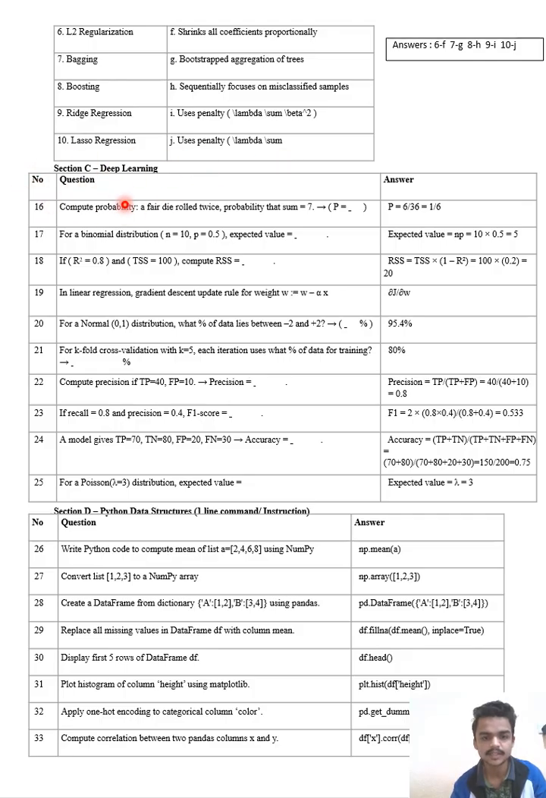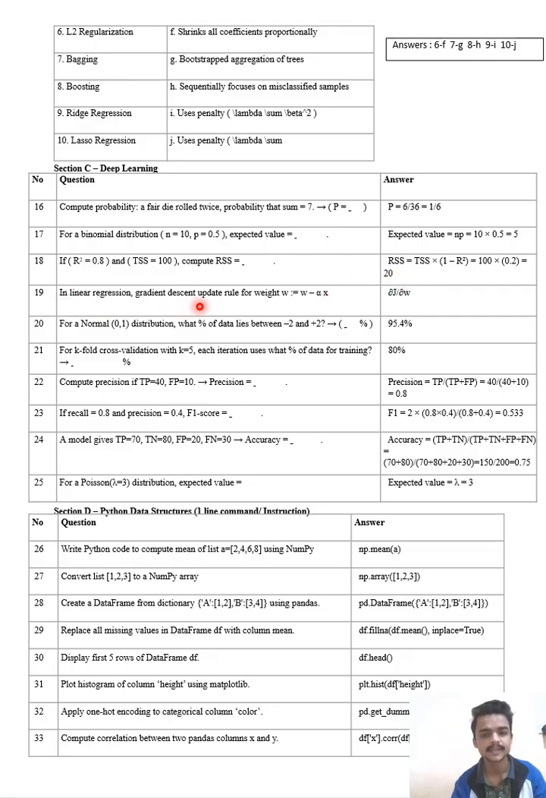Section C. Compute the probability that a fair die rolled twice gives a sum of 7. The probability is 6 by 36, which is 1 by 6. For a binomial distribution where n is 10 and p is 0.5, the expected value is always np, so the answer will be 5. If R square is 0.8 and TSS is 100, compute RSS. We know that RSS is TSS times 1 minus R square, which after applying the formula gives 20.